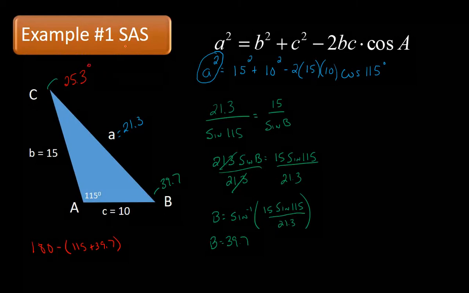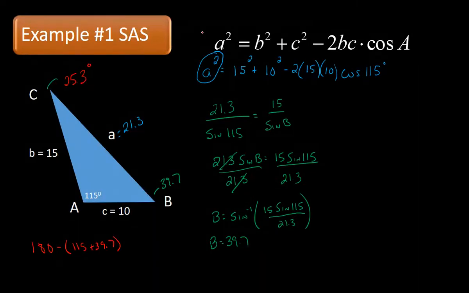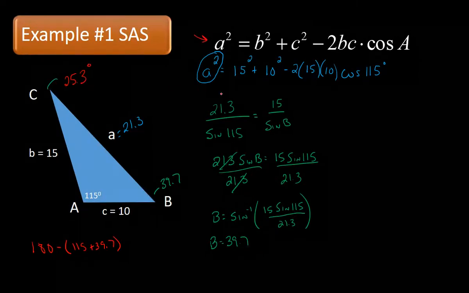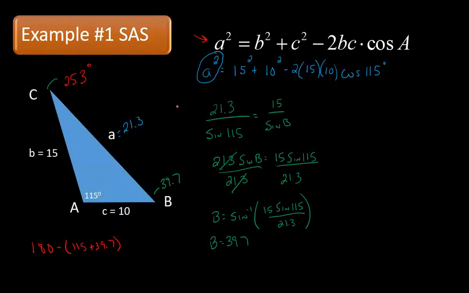So that helps us with the side angle side case. Again, we use law of cosines. We just did it once, and then we went right back to law of sines in order to find the other parts of the triangle. Okay, so that's our first example.